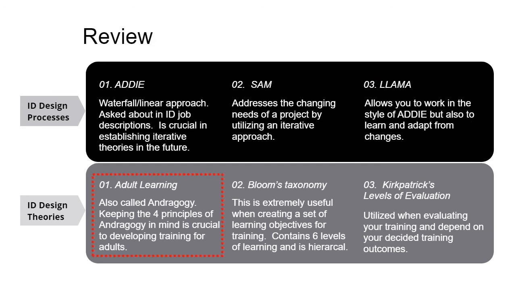The first one being adult learning theory, and in particular Androgogy. Keeping the 4 principles of Androgogy in mind is crucial to developing training for adults in the corporate world. Second, Bloom's taxonomy. This is extremely useful when creating a set of learning objectives for training. And Bloom's taxonomy contains 6 levels of learning, and it's hierarchical. Finally, Kirkpatrick's levels of evaluation. These levels are utilized when you're evaluating your training and depend on your decided training outcomes.